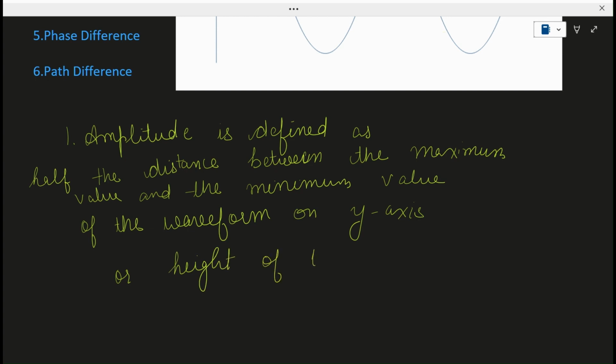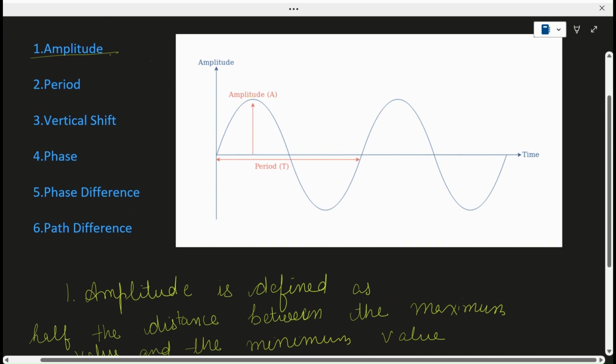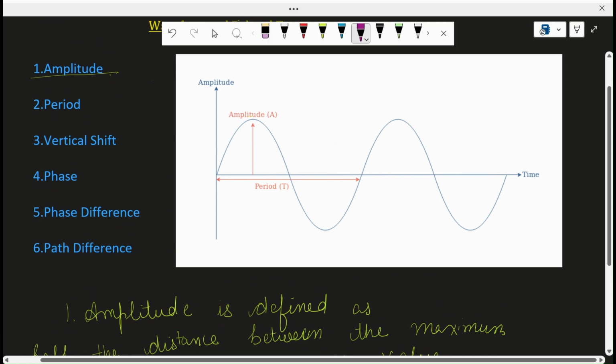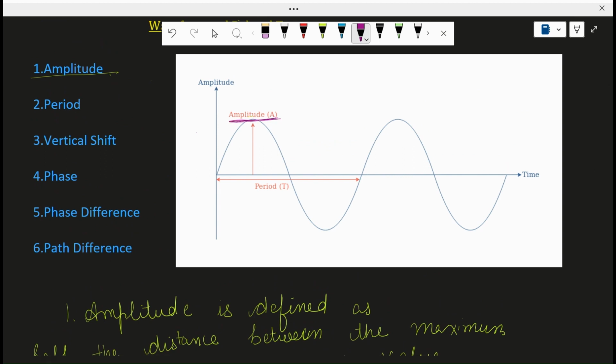And we also have a second definition: amplitude could be defined as the height of the curve from the center line. Here in the wave, I've already shown what the amplitude is. Referring to the definition, this is the maximum value the graph attains on the y-axis, and this is the minimum value. Amplitude is always shown on the y-axis, and here time is shown on the x-axis.